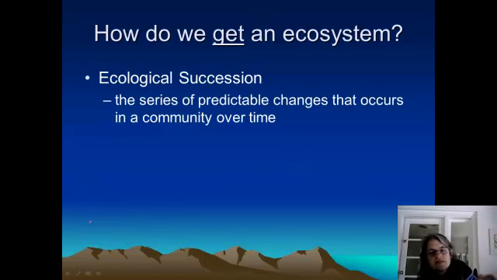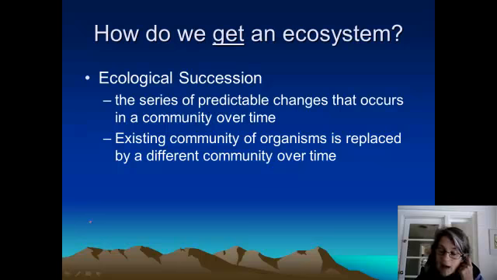It is a series of changes, predictable changes given a climate that you might have, that occur in a community of living things over time. So a series of predictable changes that occur in a community over a period of time. Essentially what happens is you will get an initial community of organisms that starts to thrive in an area, but over time, because, well, we'll talk about the because in a minute, that community is replaced by other organisms, and so your community begins to change over time.